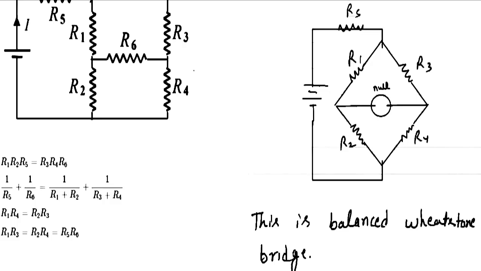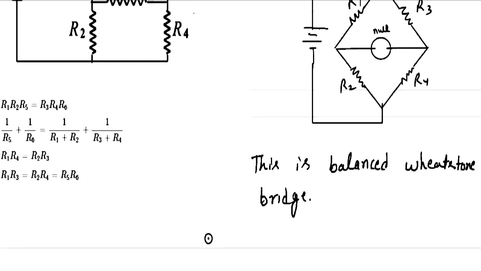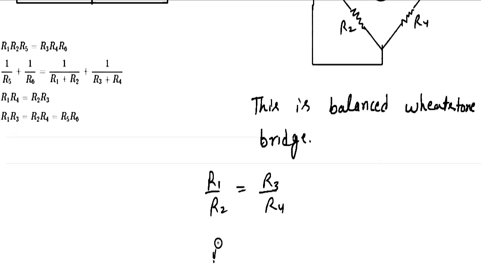Students, as we know that in a balanced Wheatstone bridge, the ratio of R1 and R2, we can write that R1 by R2 will be equal to R3 by R4. So we can write that R1 R4 will be equal to R2 R3. So this matches option C, that is correct.